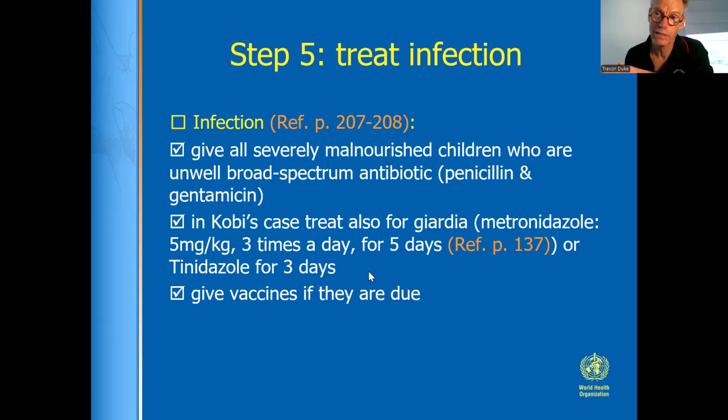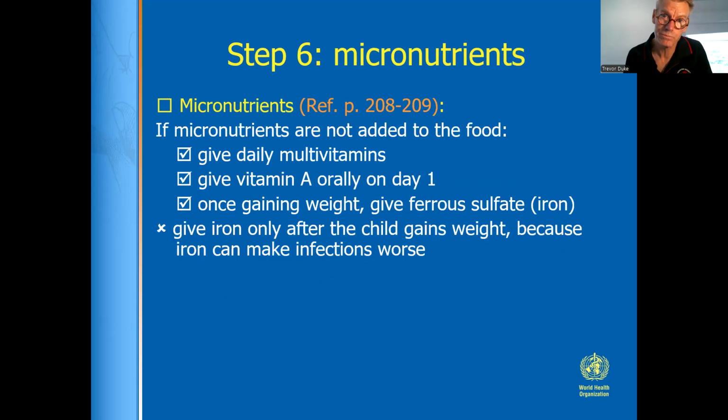But very fundamentally important, the emergency treatment of children with severe malnutrition who are very unwell requires the prevention of hypothermia, hypoglycemia, electrolyte imbalance, mitigation of refeeding syndrome, and treating infection. These are things that should be done very, very urgently. Micronutrients, as I said, if they're not added to the food, then you should give daily multivitamins. Give vitamin A because of the risk of vitamin A deficiency.